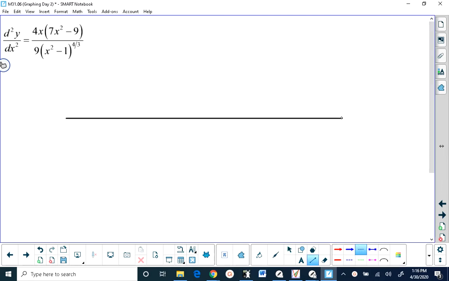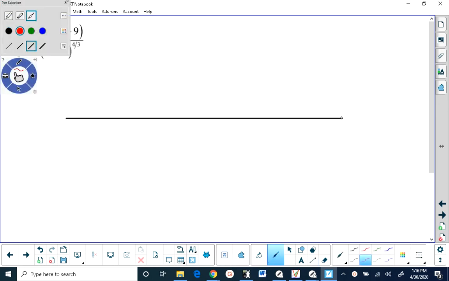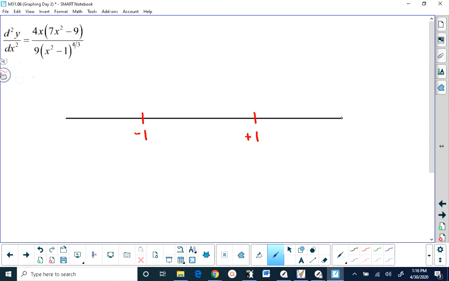We're going to have plus or minus 1 again, because the denominator contains x plus 1, x minus 1. We're going to have a critical value of x for the second derivative of 0, because there's a factor of x in the numerator. And then we're also going to have plus or minus the square root of 9 over 7. And the square root of 9 over 7 is greater than 1.